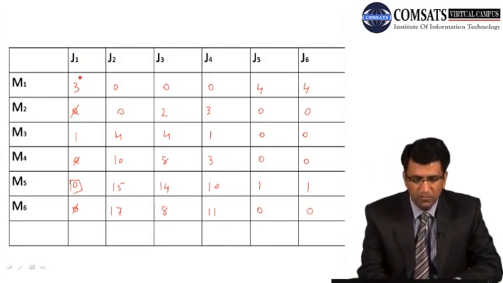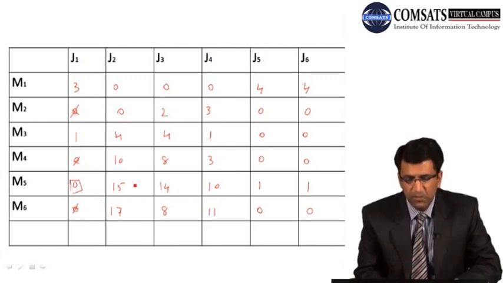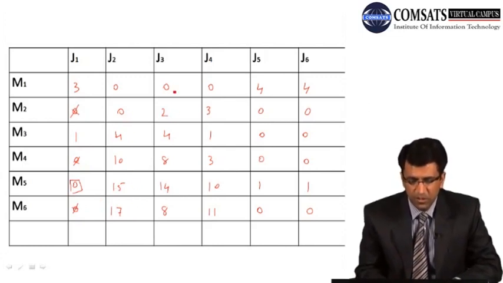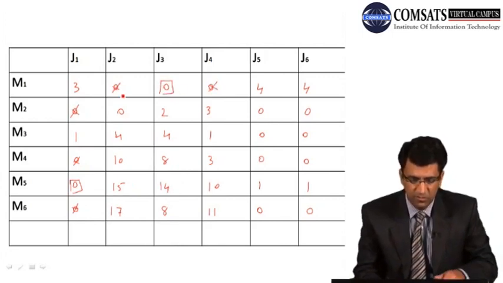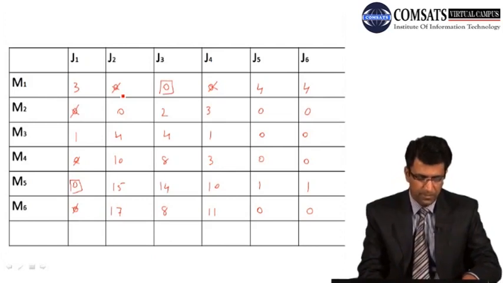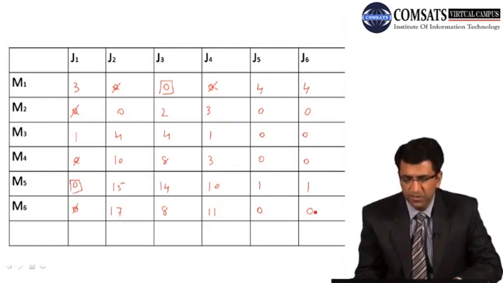Then column-wise, in column 1 there is no 0 spared. In column 2 you can see there is more than one 0, so you can leave it. In column 3 there is a single 0, you can assign it, and you can cross the other related zeros in the corresponding rows. Then again, fourth column there is no 0 spared, fifth column there is no 0 spared, sixth column there is no 0 spared.